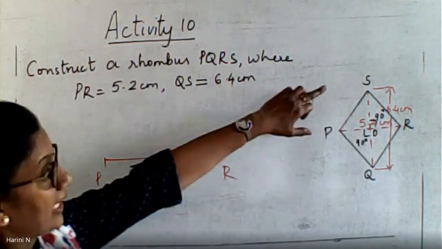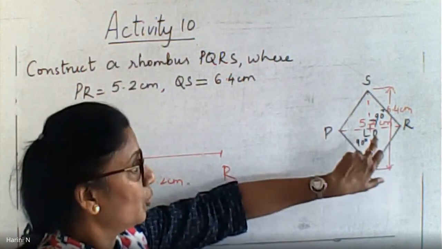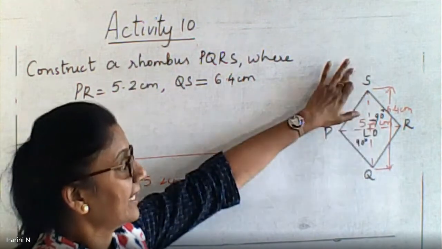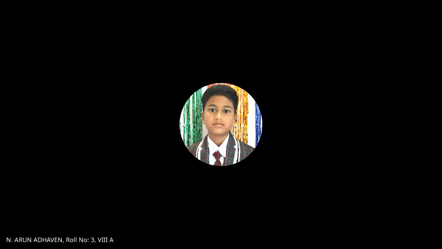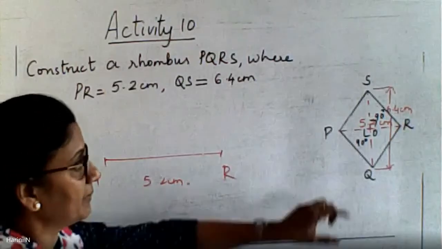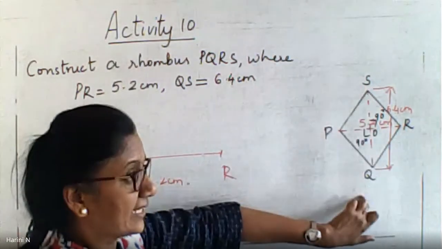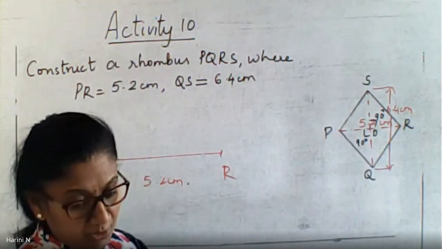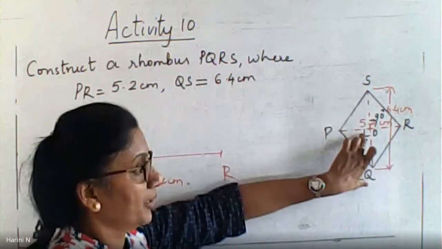The whole length SQ is 6.4 centimeters. If O is bisecting SQ, what is the length SO and OQ? 3.2. Yes, they will be 3.2 centimeters each, because O is bisecting SQ. Bisecting means dividing into two equal parts. So 6.4 divided into 2 parts is 3.2, 3.2 each.